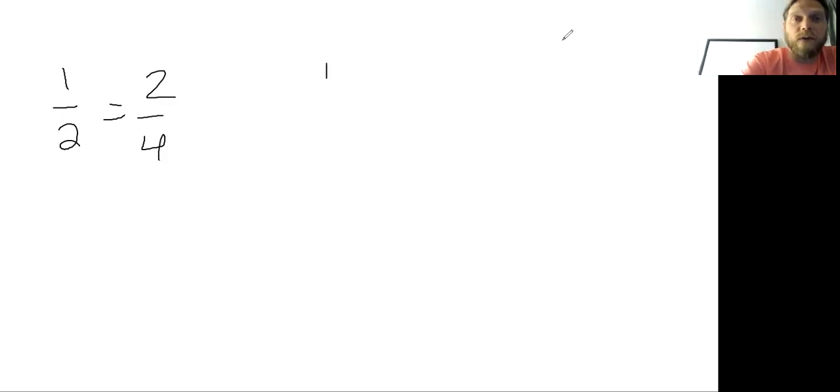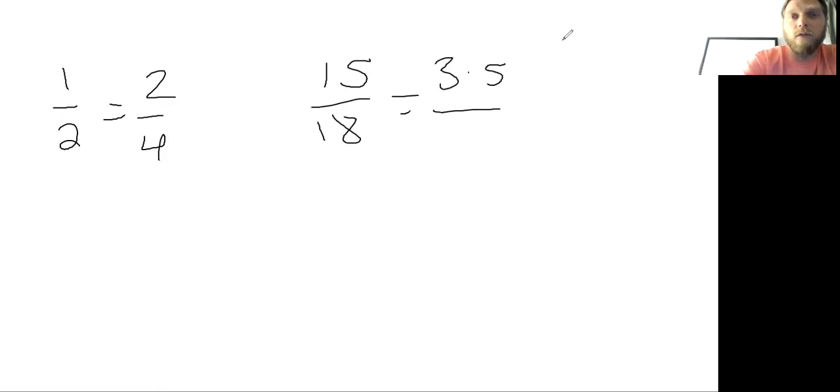We're going to talk about equivalent rational functions, which is pretty simple. Equivalent rational functions look like, for example, 1/2 equals 2/4. They are fractions that are exactly the same. So in this case, we could take, for example, 15/18, and we could say, well, hey, that is 3 times 5 over 3 times 6. And therefore, these two threes are exactly the same. They'd cancel out, and we would get 5/6.